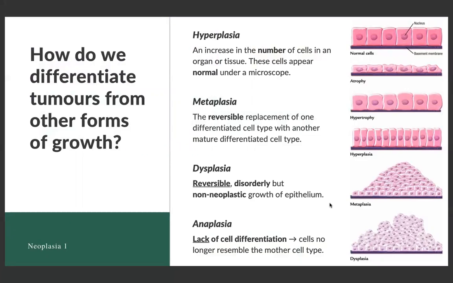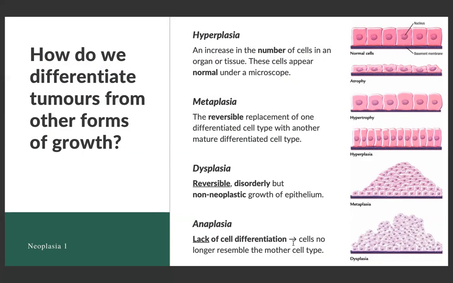And then metaplasia can progress to dysplasia, which is again reversible, disorderly, but non-neoplastic growth of epithelium. Reversible, disorderly, but non-neoplastic. However, it can be considered like the precursor to having a neoplastic mass.